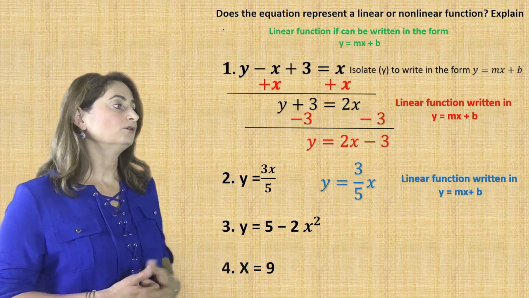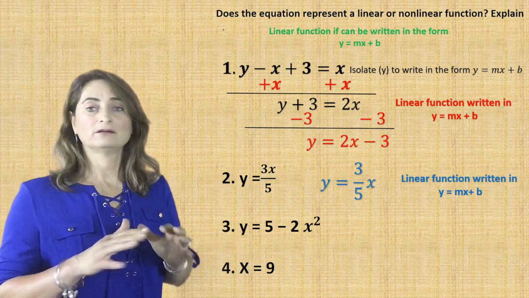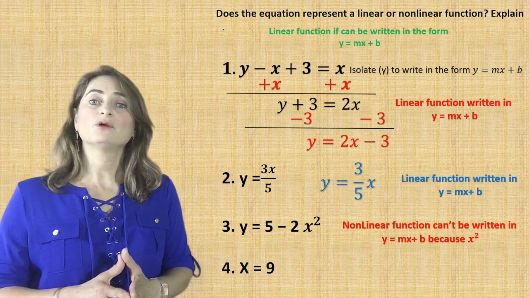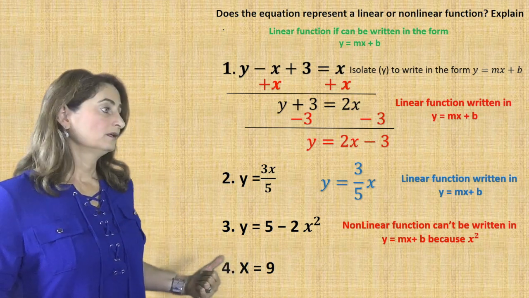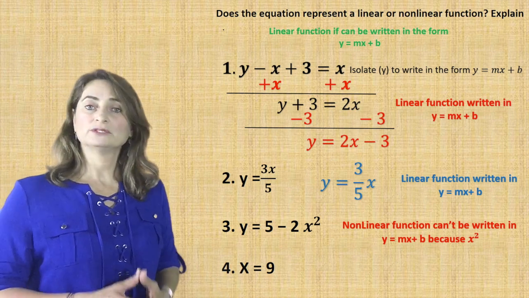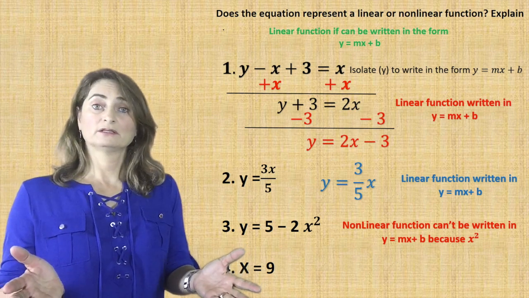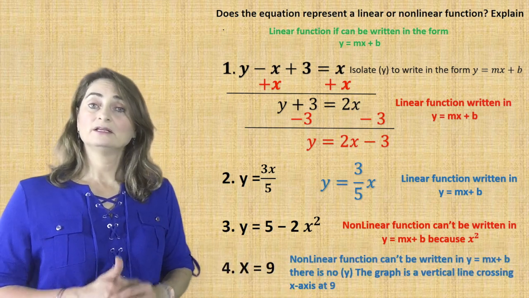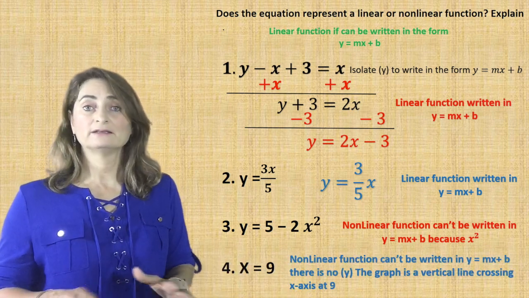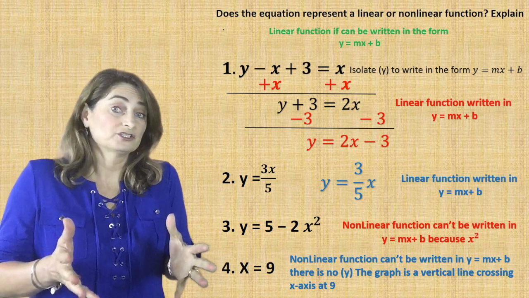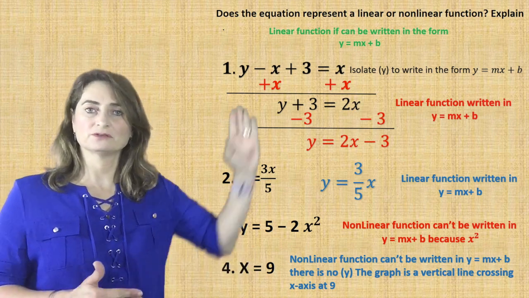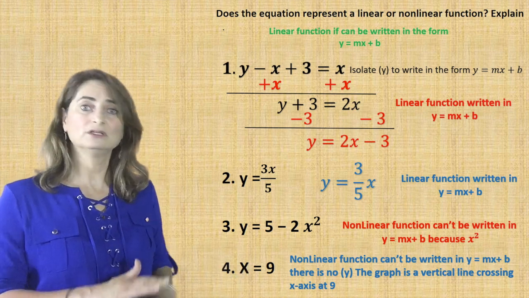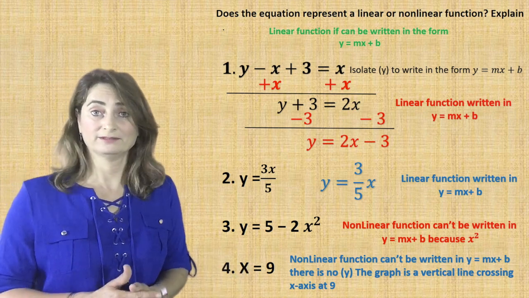Number 3, y equals 5 minus 2x squared. Right away, it's nonlinear because x is to the power of 2. You can't write it as y equals mx plus b. Number 4, x equals 9. There is no y, which means this is a vertical line crossing the x-axis at 9. It is linear, but it's not a function because it will not pass the vertical line test. So when you have x equals a number, it's not a function because you don't have a y.